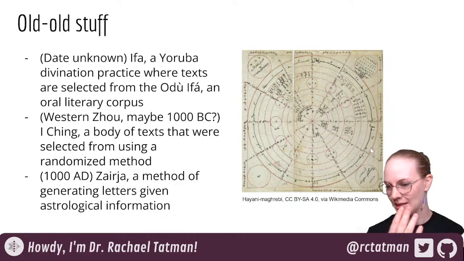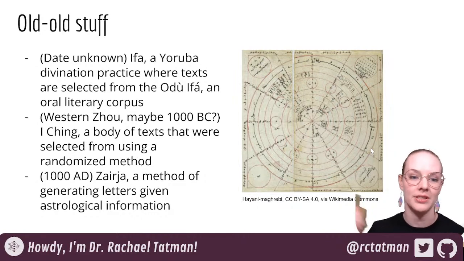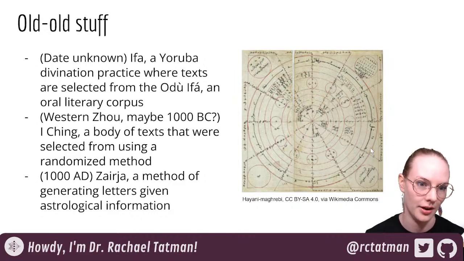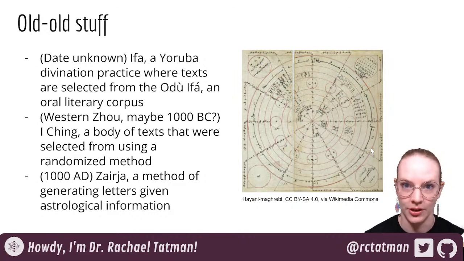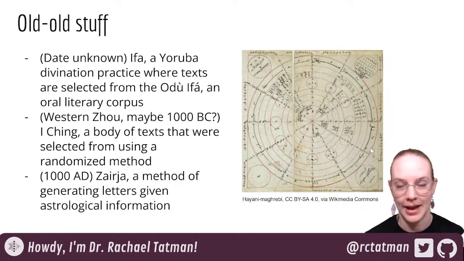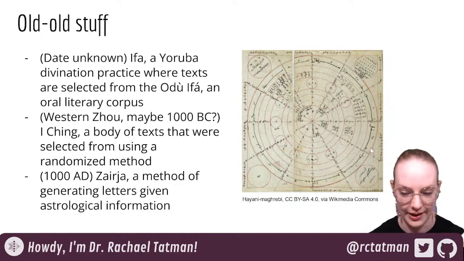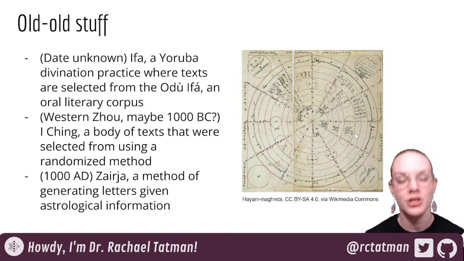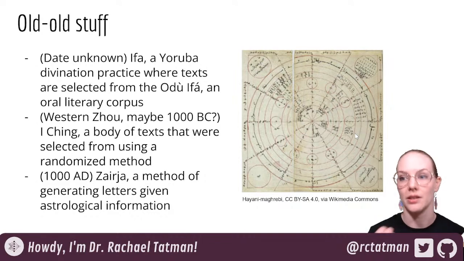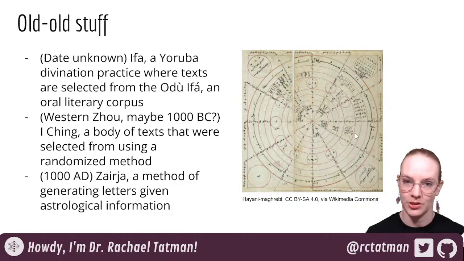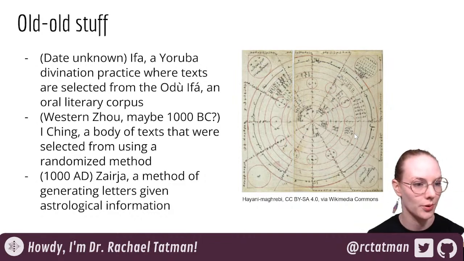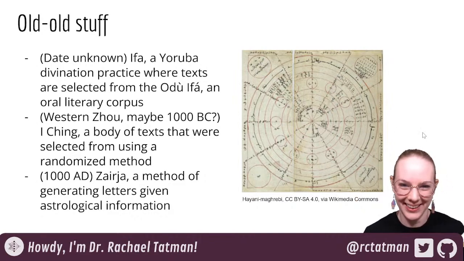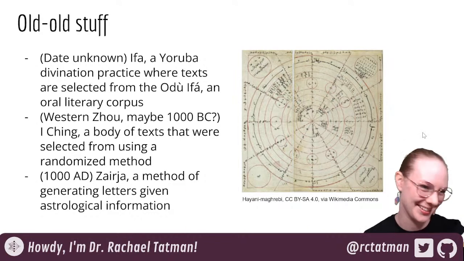And this is an example of what it looks like. So you'd have this figure, and you'd generate or pick the letters based on your particular astrological time, date, whatever it was that you were looking at. So different ways, again, outside of the European tradition, of randomly selecting texts based on other factors in the world. And again, this is quite ancient, right? This is very old, certainly not in the last 10 years.